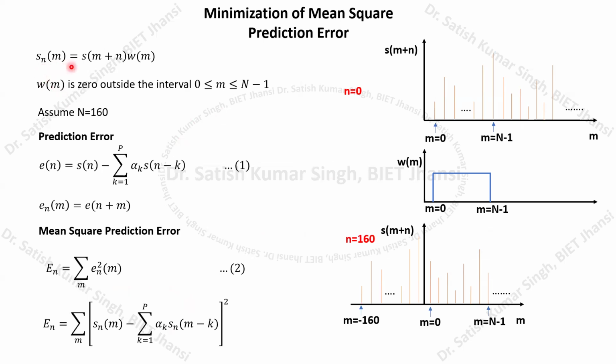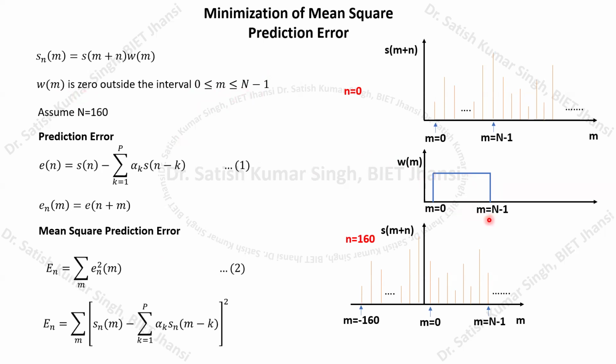So s_n(m) is equal to s(m plus n) into w(m). Here, try to understand that w(m) is going to be a window. This could be a rectangular window, Hamming window, Hanning window, or any other window. Here w(m) is 0 outside the interval 0 to N minus 1, right? So it is defined only within this range, and outside this range the window is going to be 0. I have plotted a rectangular window for simplicity, and you can see it is only defined between m equals 0 and m equals N minus 1.